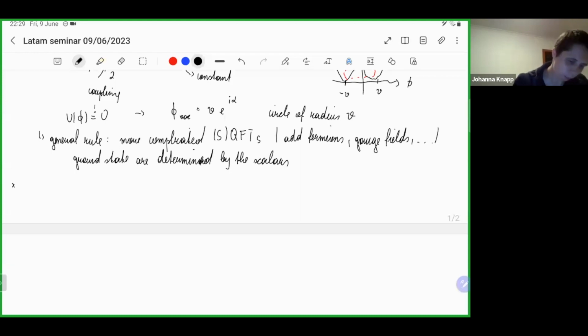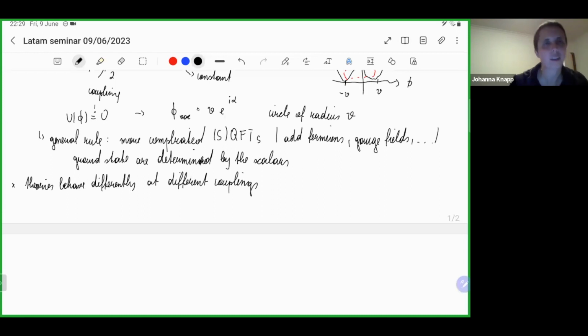Physical theories depend, or the theories behave differently at different couplings. That's very common. Yes, question.